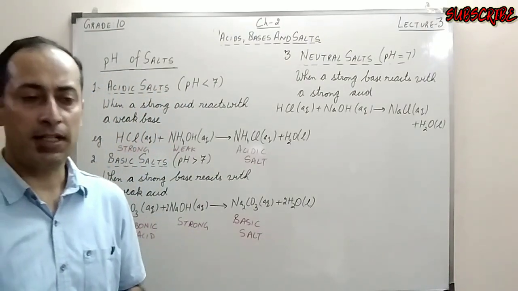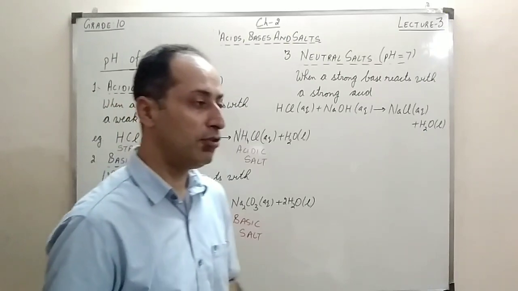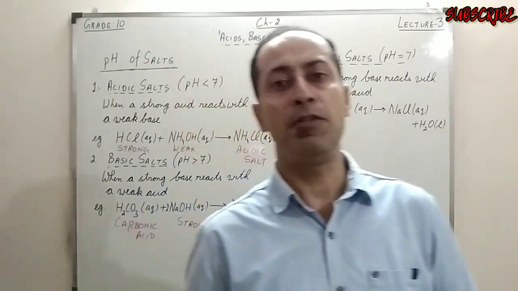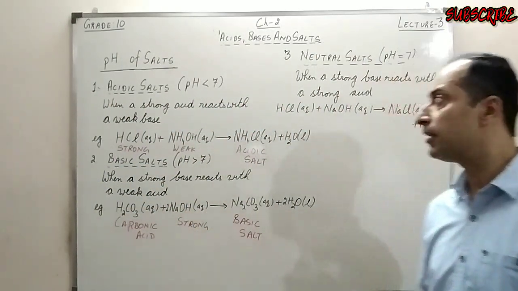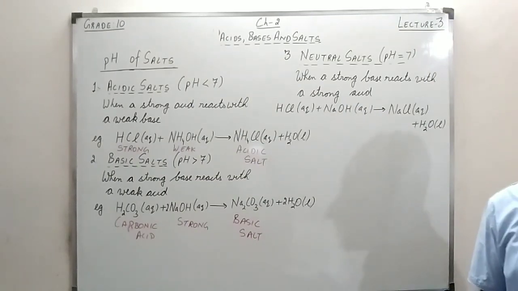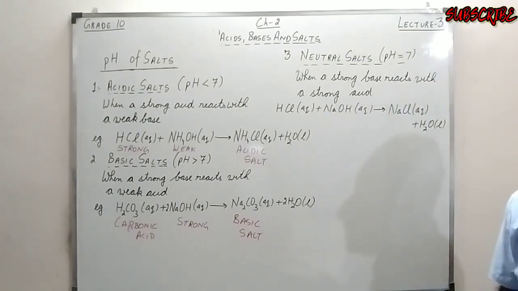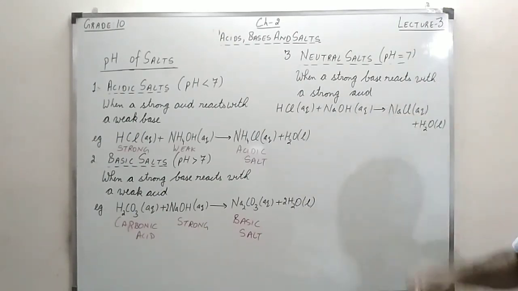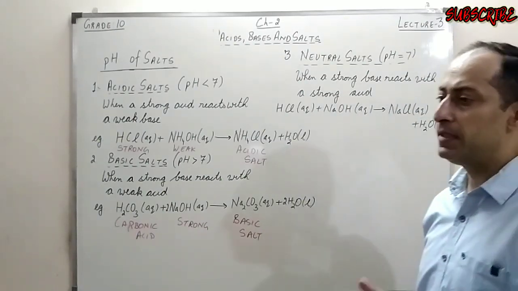Now the third case which arises, as I said, we can have three kinds of solution. We can have acidic, we can have basic, and we can have neutral substances also. So the third case is about neutral salts, where the pH is equal to 7. Now what happens in this case? When a strong base reacts with a strong acid. Now what happens in this case?